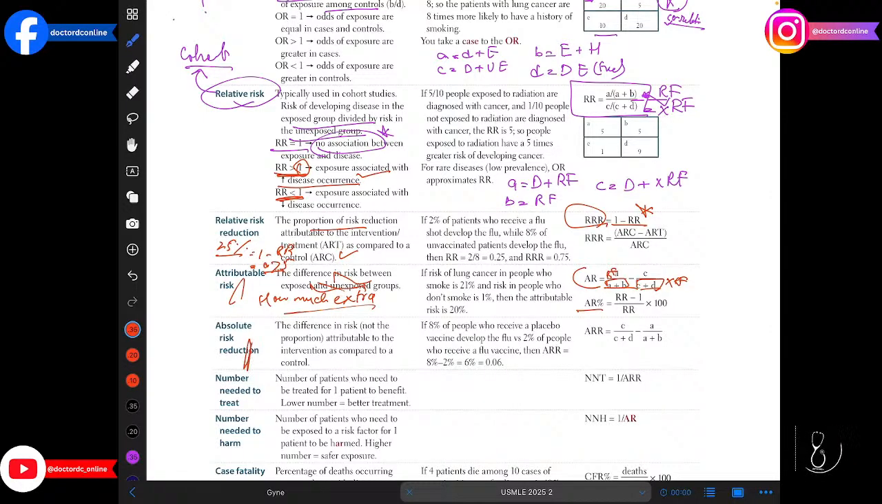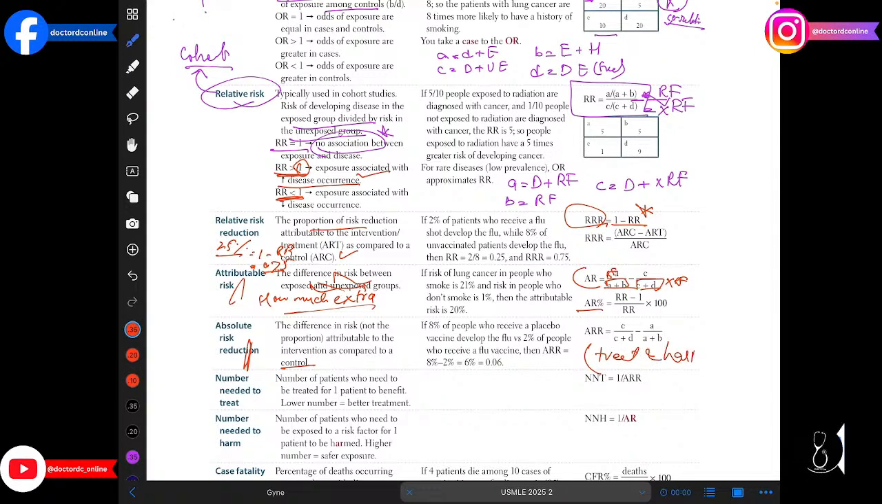Next up, we're going to talk about the absolute risk reduction. And this is the decrease in risk associated with an experimental treatment as compared to placebo or the control. Here, the attributable risk, as we just talked about, and the absolute risk reduction are important because they are used to calculate the number needed to treat and the number needed to harm.